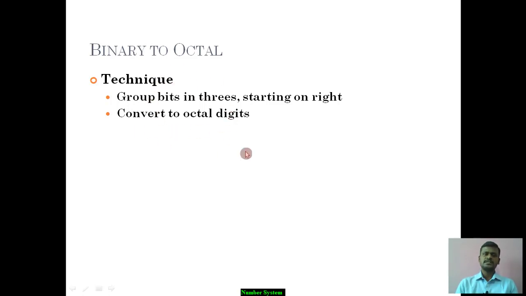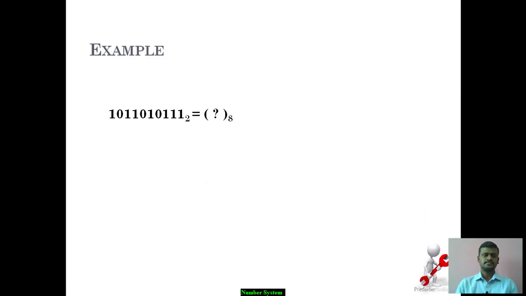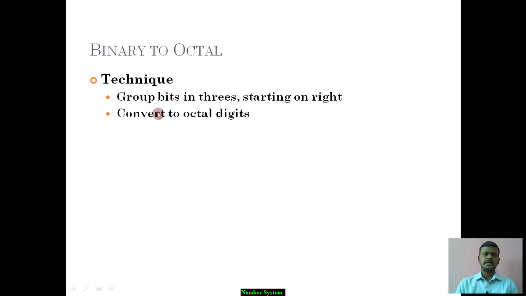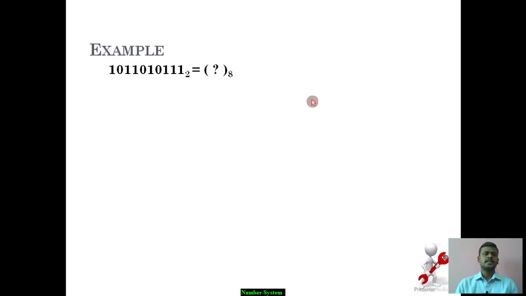Now we will apply this technique on one example. First we will take the binary value 1011010 1111. This needs to be converted into an octal number. So the first step is to group the bits into 3 starting on the right. That is, the right side of the bits is here, and we will start from here. We will start grouping now.